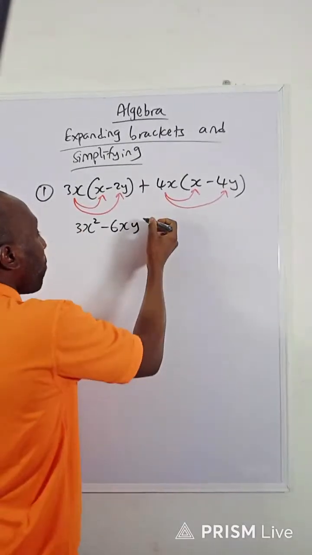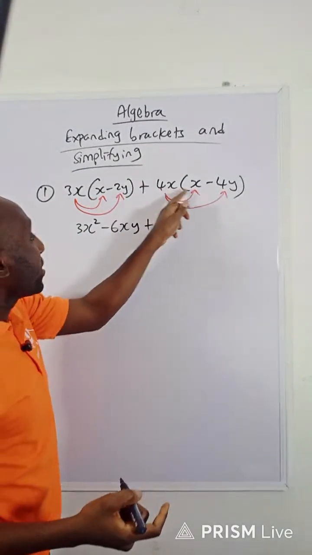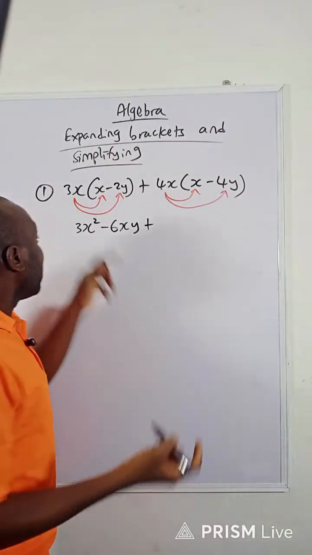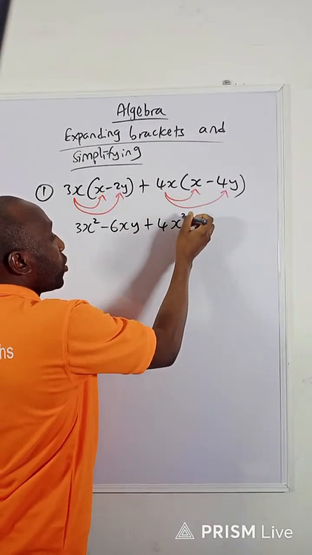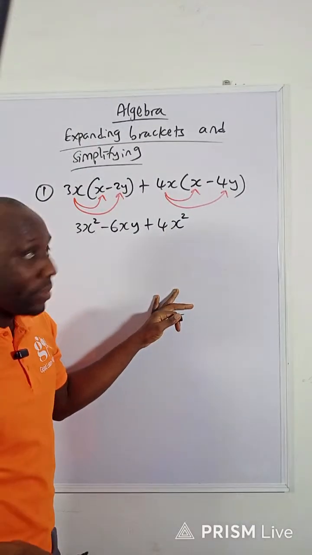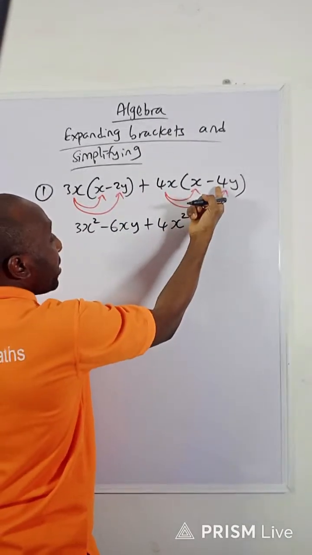So you come here, do plus. 4x times x is what? x times x. The same thing I did here. So you do 4, x times x, that's what? x raised to power 2. Like I explained before here. So you do 4x times negative 4y. 4 times negative 4 is what?